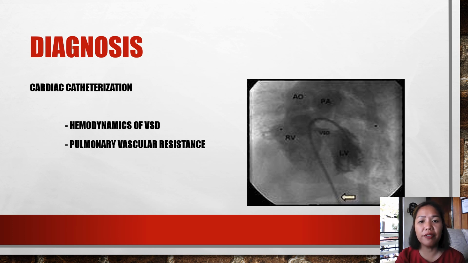Small restrictive VSDs are associated with normal right heart pressures and pulmonary vascular resistance. Large, non-restrictive VSDs are associated with equal or nearly equal pulmonary and systemic systolic pressure and variable elevations in pulmonary vascular resistance. This accurately measures pulmonary arterial pressure.